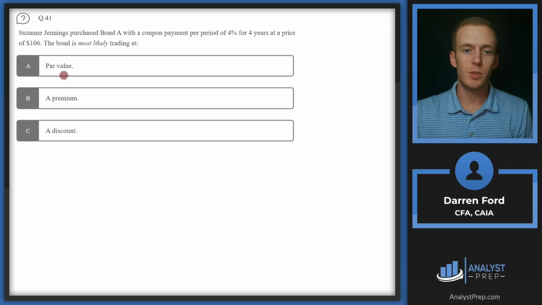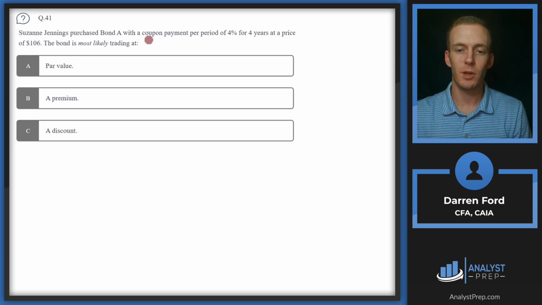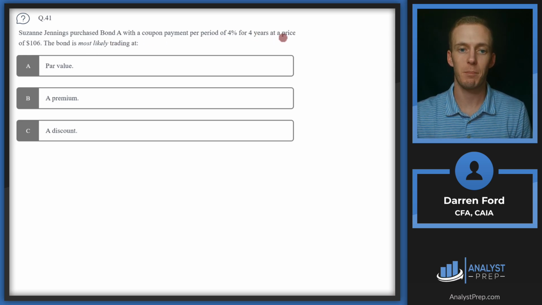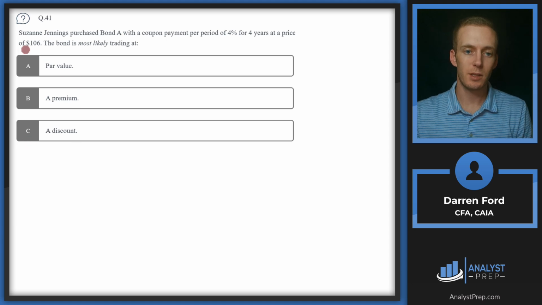Question 41. Suzanne Jennings purchased bond A with a coupon payment per period of 4% for 4 years at a price of $106. The bond is most likely trading at par value, a premium, or a discount. So we can just look at the price here to know what we're trading at.